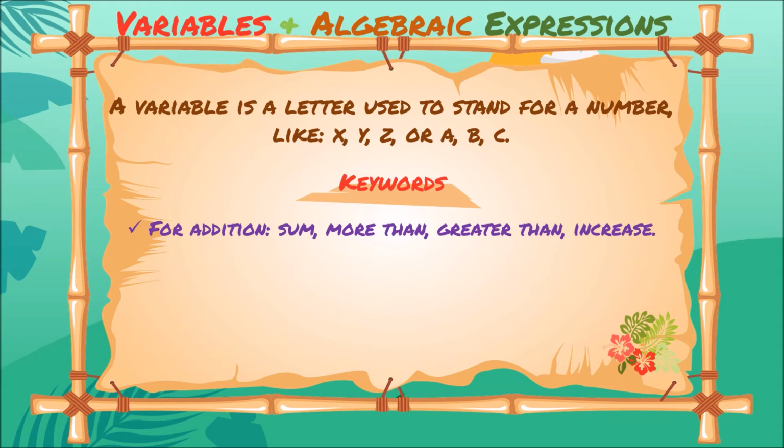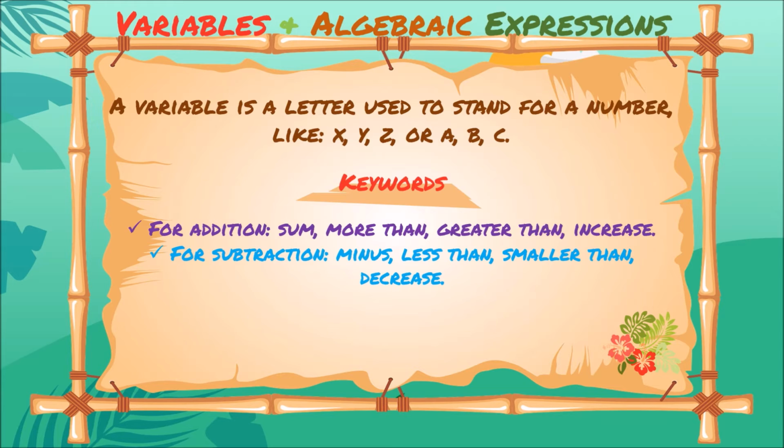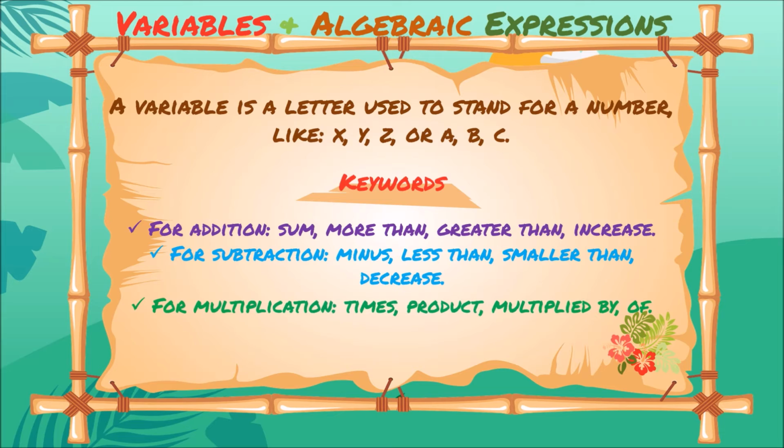This means that we need to add terms of an expression. Minus, less than, smaller than, decrease, which means we need to subtract terms. Times, product, multiplied by, of, in here we need to multiply terms. And half, divided by, ratio, in here we need to divide.